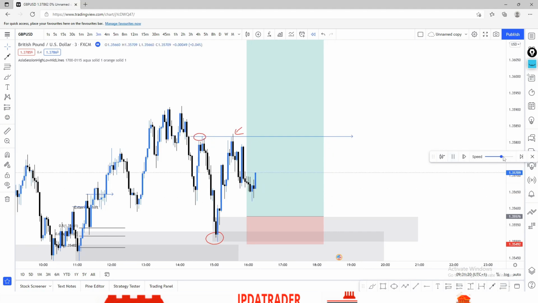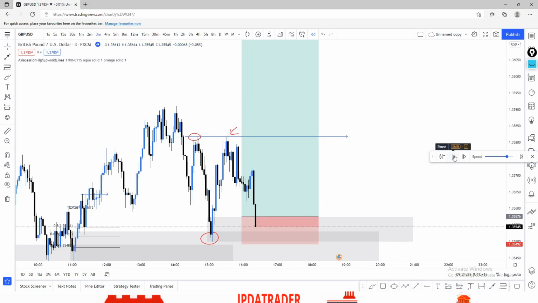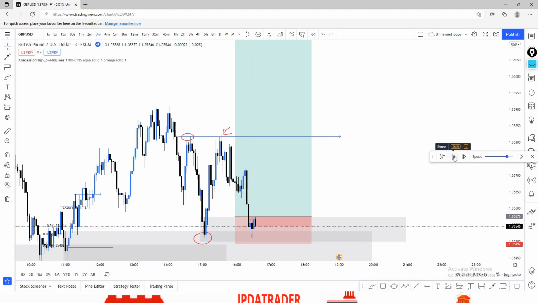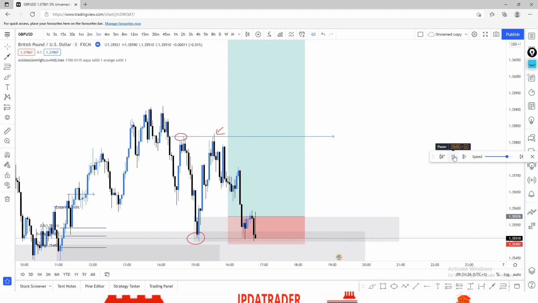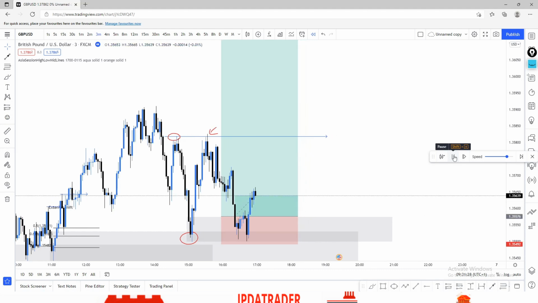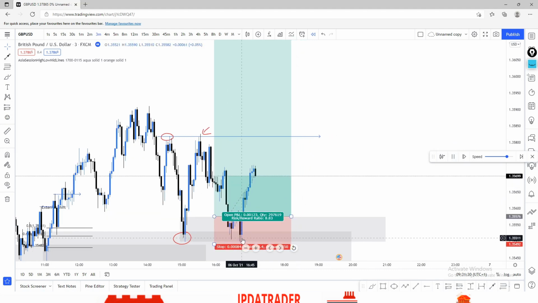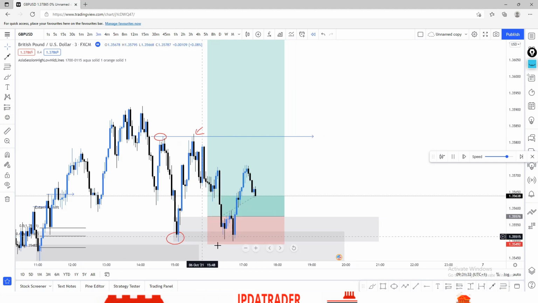Price is slowly trading down. Let me actually speed this up a bit. So we get our entry. We're in the trade now, and we're still in it because remember, spread will not affect your buy positions, only sell positions in regards to your stop loss, right?